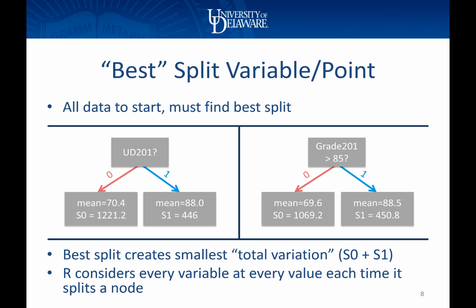So when the tree is created, so many different calculations are happening. We're outsourcing the decision making of how to build the tree, how to build the best tree, to R, and it's going to do it very quickly.